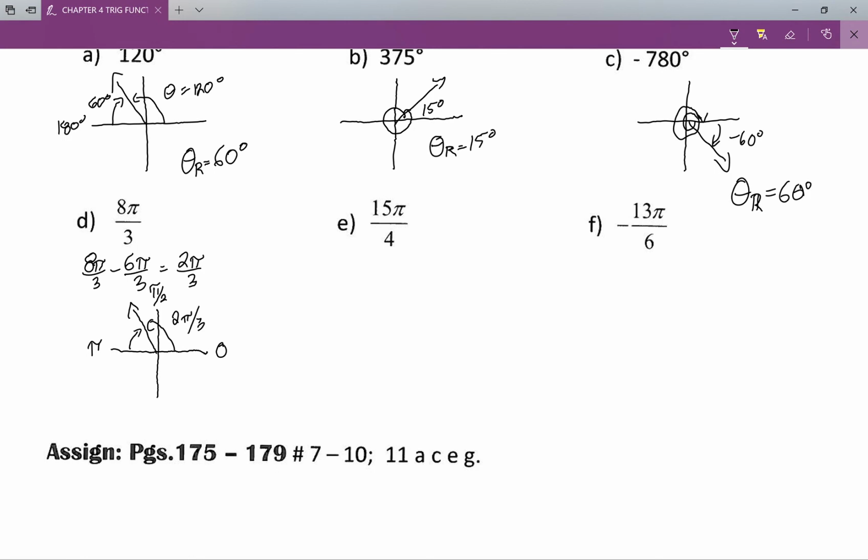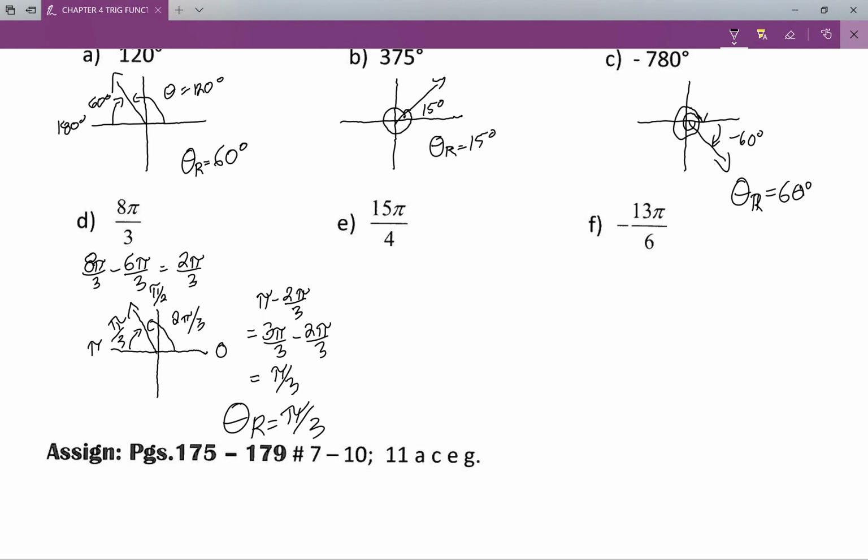So if we want to know what this angle is right here, I just go pi minus 2 pi by 3, which would give me 3 pi by 3 minus 2 pi by 3, and this would just equal pi by 3. So the angle coming up right there is pi by 3, so my theta reference would be pi by 3.